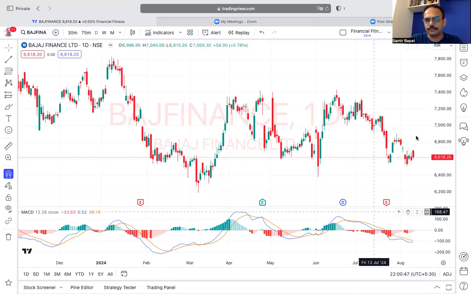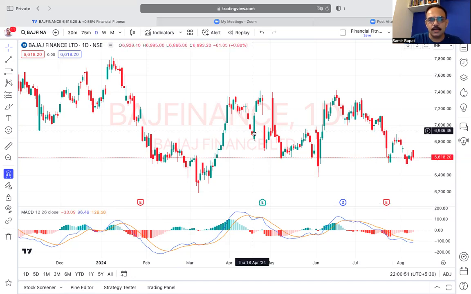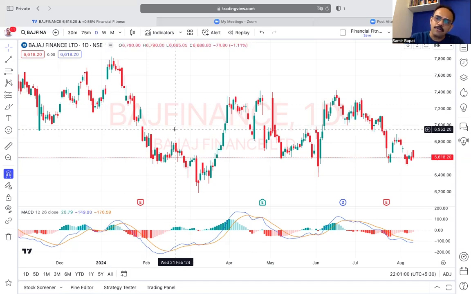Fine, sir. And sir, one more thing, you told us that the first resistance will be our target. So in case we do a little analysis on volume, if we find that volumes are very good, then we can keep the target as the second resistance also, right, sir? You can keep the second resistance also, based on the volume. Yes, yes.